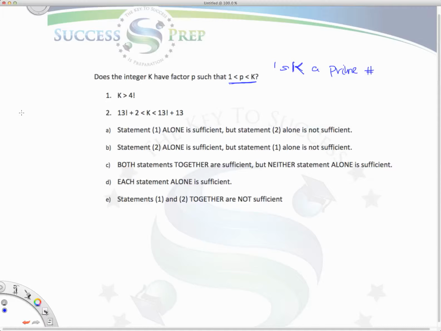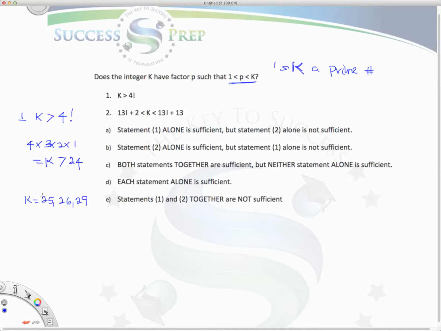Statement 1 says that the value of k is greater than 4 factorial. Remember that 4 factorial is 4 times 3 times 2 times 1. What this is telling us is that k is greater than 4 times 3, which is 12, times 2, which is 24. So the value of k is greater than 24. That means k could potentially be equal to 25, 26, 29, or any number.